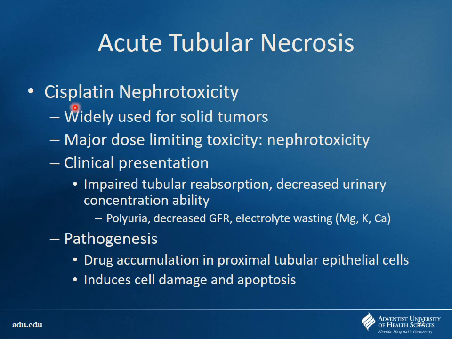Next up, we have cisplatin nephrotoxicity. So again, this is used very frequently in a lot of solid tumors. We use it occasionally for some of our rhabdomyosarcomas and some of our brain tumors in our patients. The big thing you see with this is a lot of nephrotoxicity. So it's one of the things you're monitoring for in those patients.